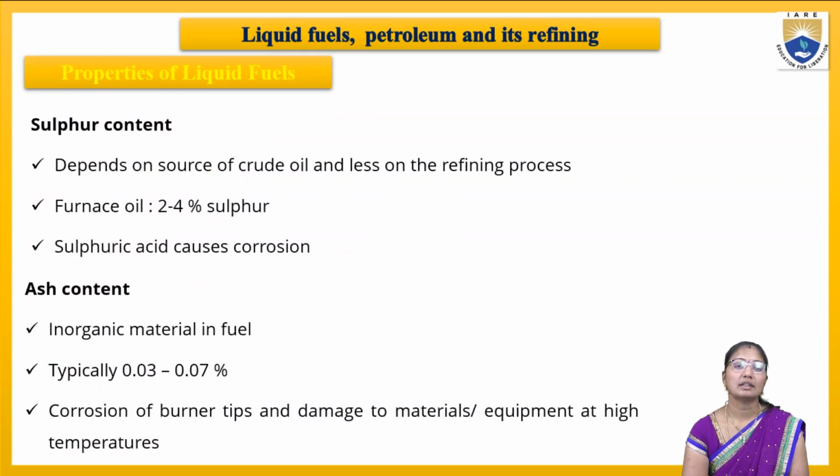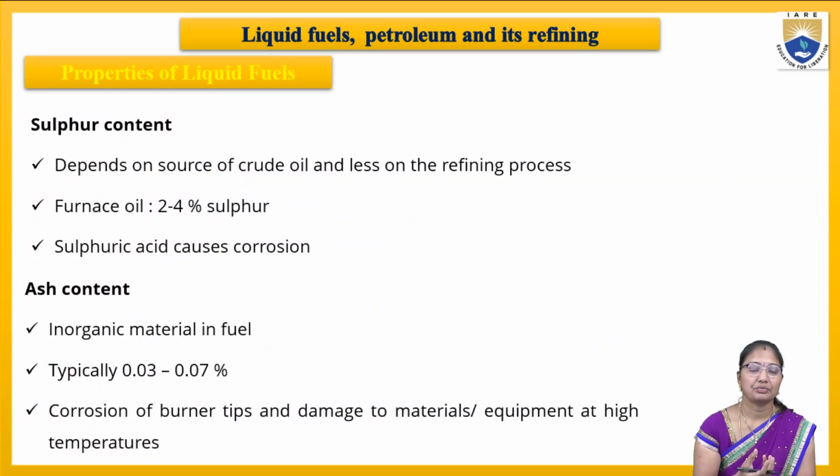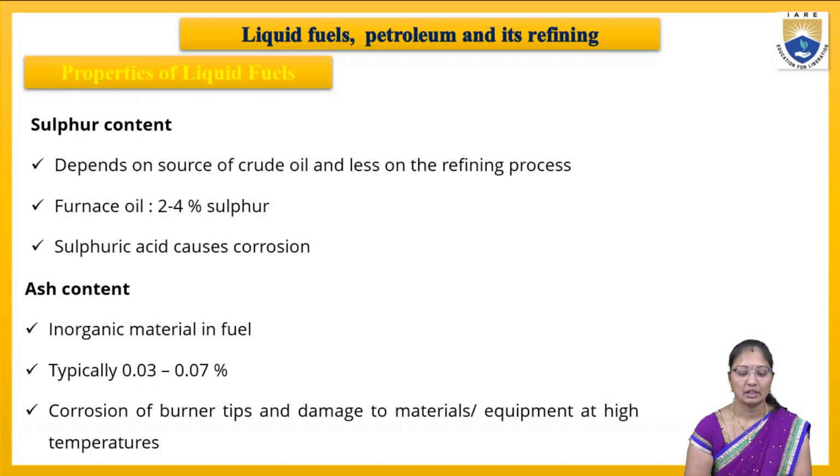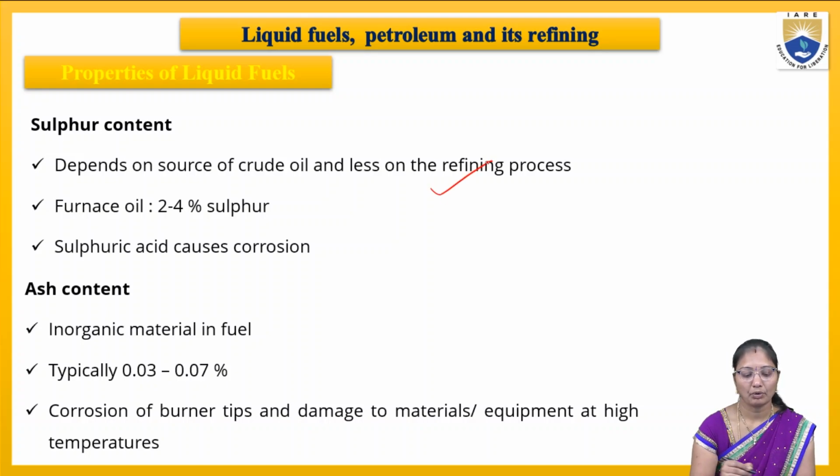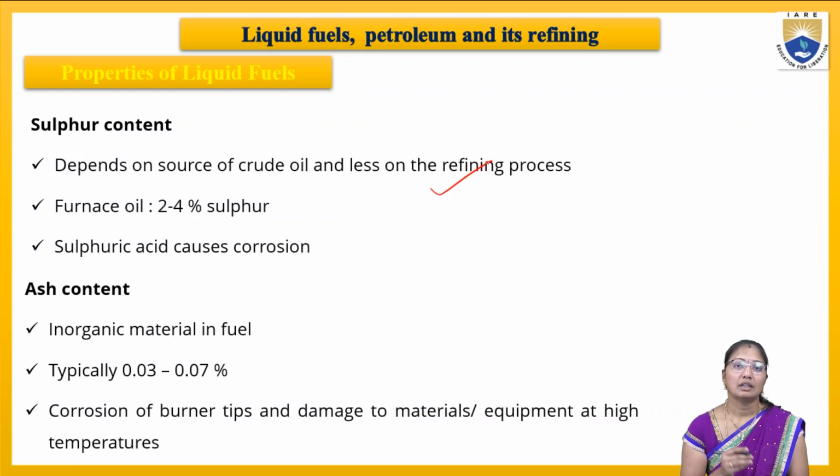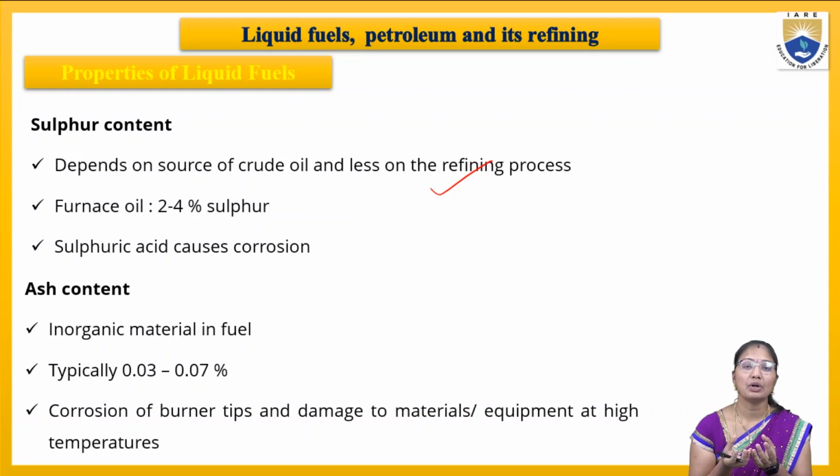Another content, which is like a contaminant, is sulfur. It depends upon the source of the crude oil and less on the refining process. Generally, crude oil is obtained from the earth, and we can't predict the composition, depending on where the crude oil interacted with the other elements present in the earth. Suppose this is the crude oil flow.